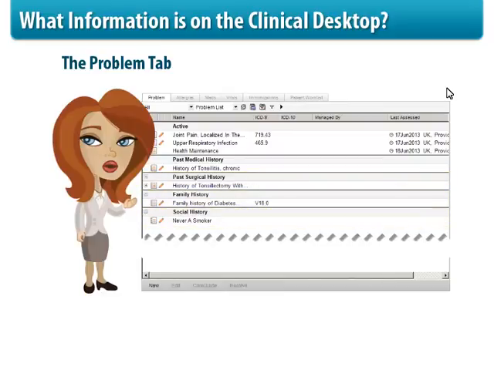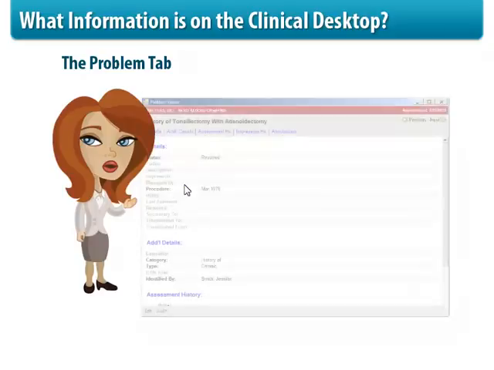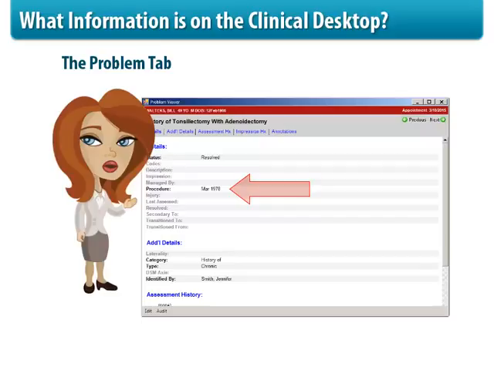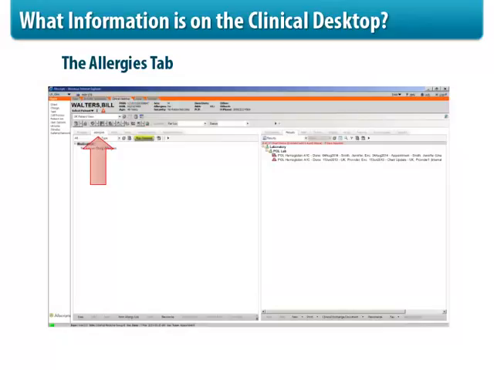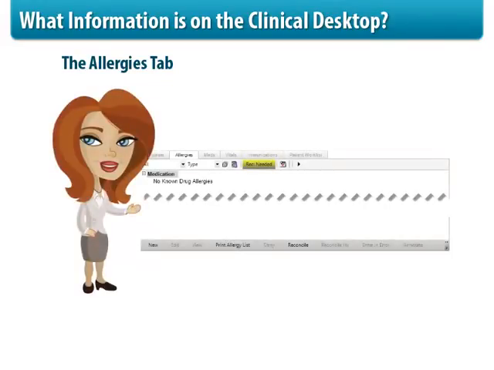You can discover more information about any item on this tab, such as a surgical date, by double-clicking the item. This information is typically added by the clinical staff during the intake process. However, later videos in this series will discuss how to add any of this information should you need to do so. The Allergies tab will display all of the patient's medication and non-medication allergies.